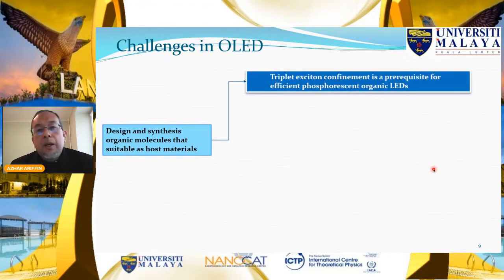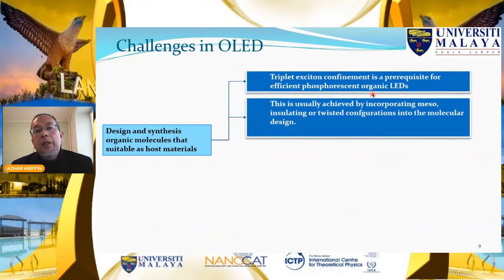For the molecule to be good for OLED, it has to have triplet exciton confinement, because this triplet exciton confinement is the prerequisite for efficient phosphorescent organic light-emitting diodes. One way to achieve this triplet exciton confinement is by incorporating a meso insulating or twisted configuration into the molecular design. So there is some kind of structure of the organic molecule that we have to make in order to achieve a characteristic suitable for the OLED.